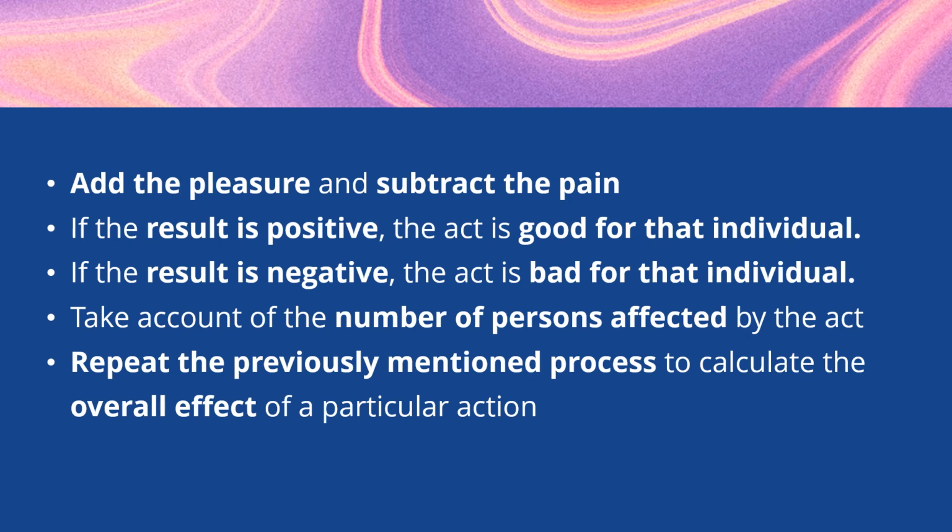Likewise, if the result is negative or the pain surpasses the pleasure that can be obtained, the act is bad for that individual. Once you have gathered sufficient information in this aspect, take account of the number of persons affected by the act, and then repeat the same process to determine the overall effect. Naturally, if an act is good for many individuals, then it is morally right. But if an act is bad for many individuals, then it is considered morally wrong.